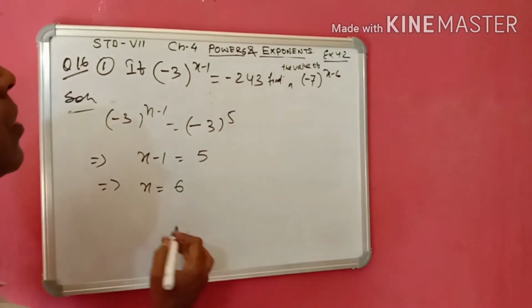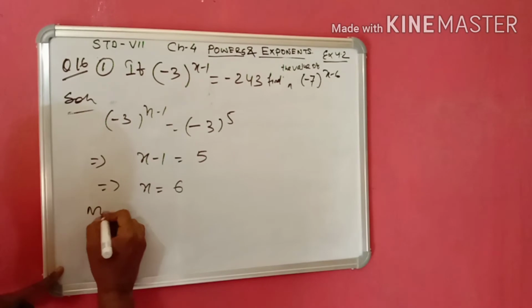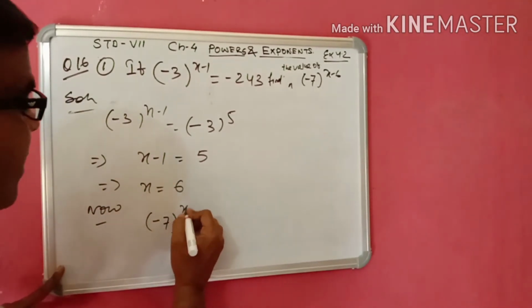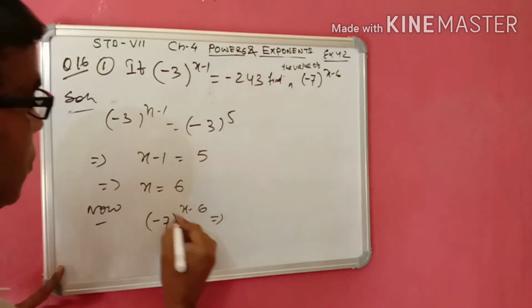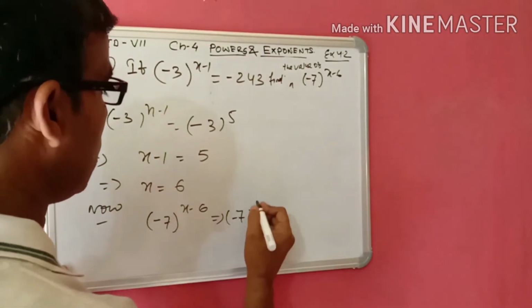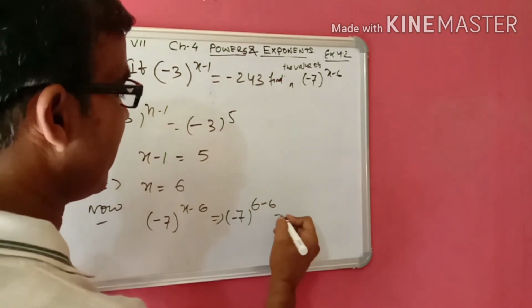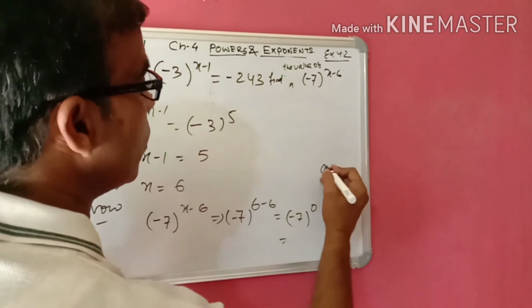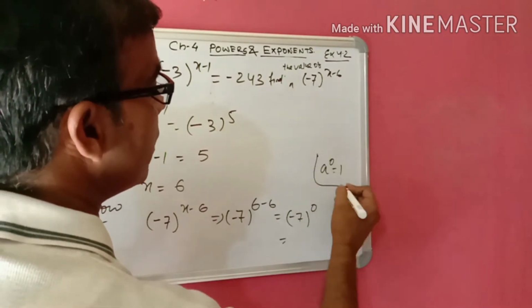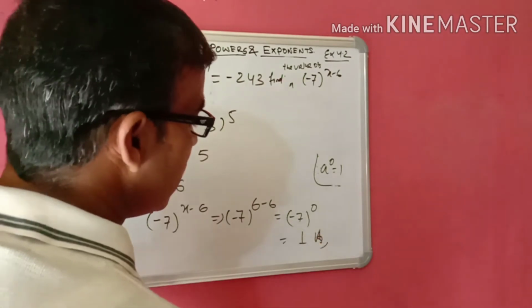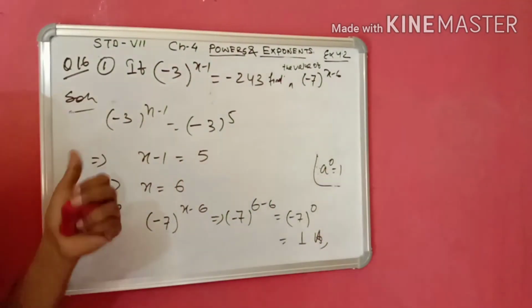We have to find the value of minus 7 to the power x minus 6. Here the value of x equals 6, so minus 7 to the power 6 minus 6, that is minus 7 to the power 0. As we know, a to the power 0 equals 1, so I can write 1. This is your final answer of question 16.